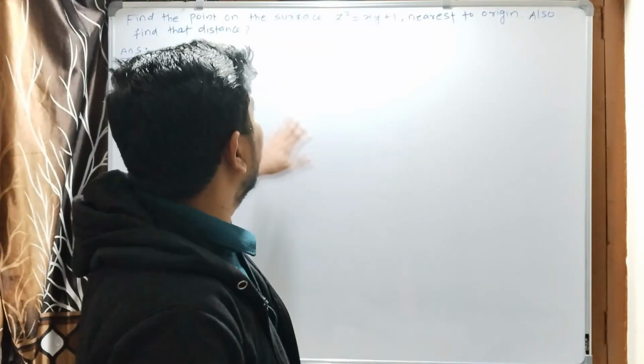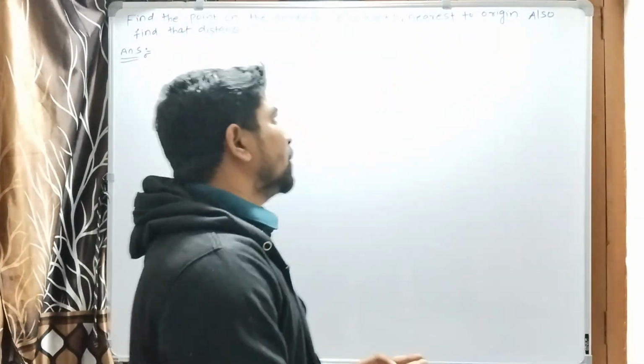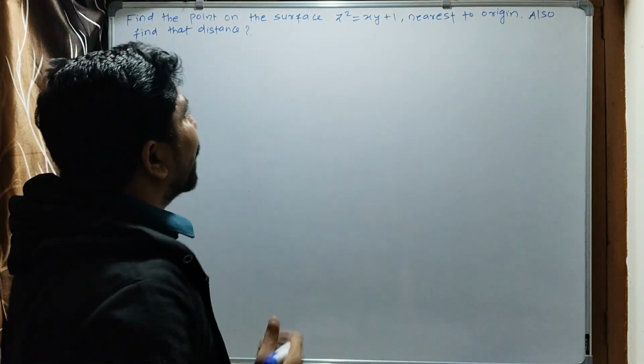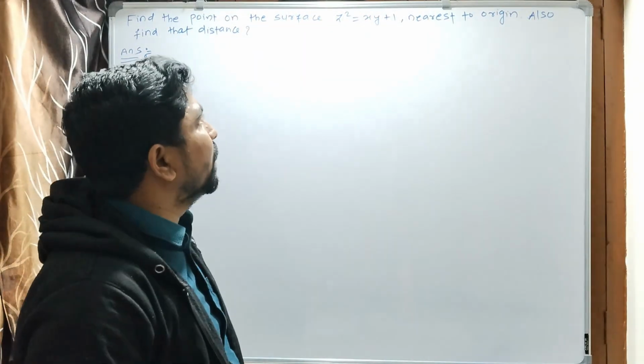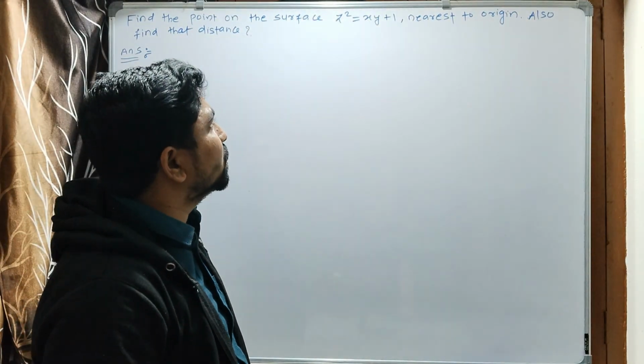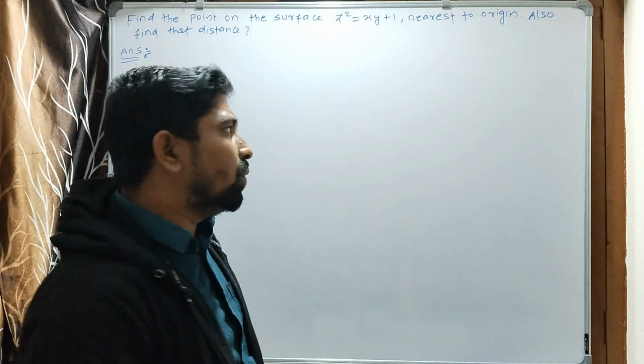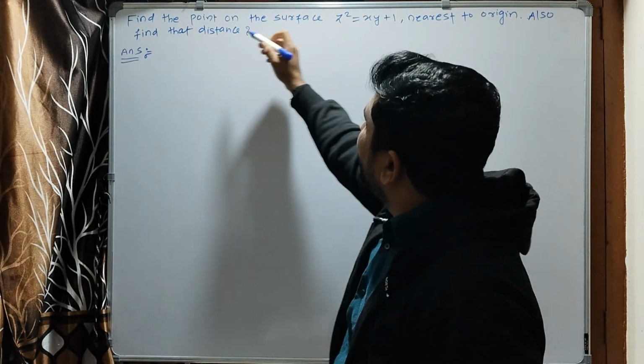Hi friends, in this video we are going to discuss one important problem. The problem says: find the point on the surface z square equal to xy plus 1 nearest to the origin.